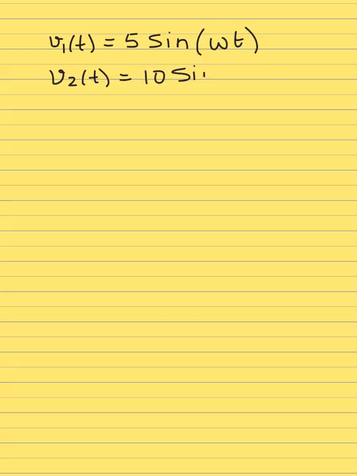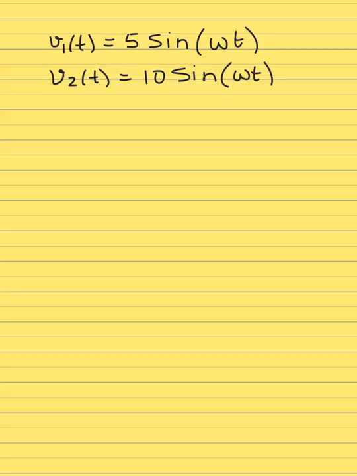Here we're going to compare two sinusoidal signals. Let's say V1(t) is given by 5 sine omega t. Omega can be anything. V2 equals 10 sine omega t.